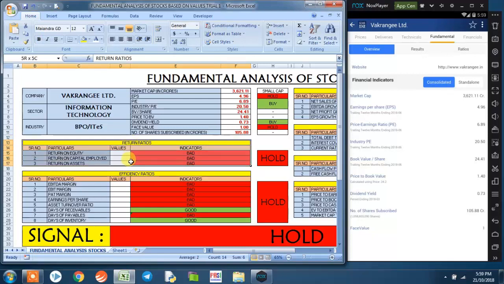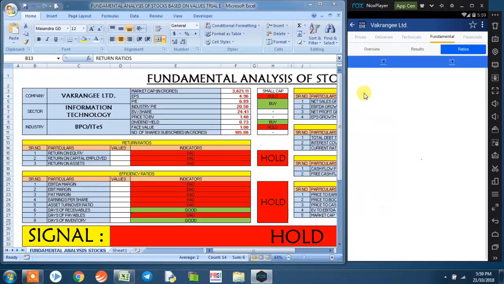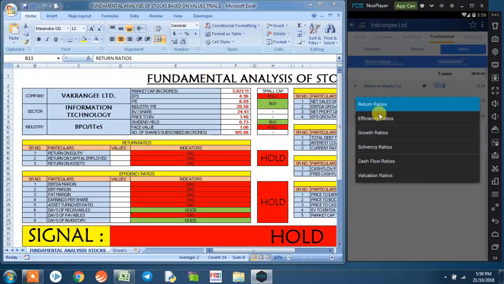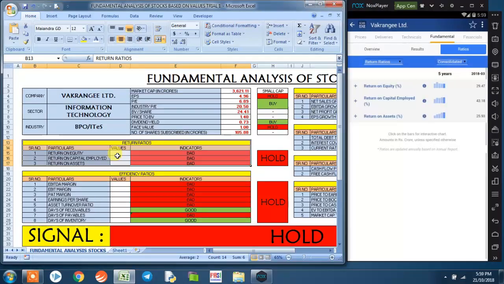Now let's go to the return ratios. Under the ratios tab we click the return ratio under the drop down menu. The first return ratio is return on equity, which is 29.47. Return on capital employed is 43.18. Return on asset is 25.93. So overall a buy signal for this stock at this point of time.